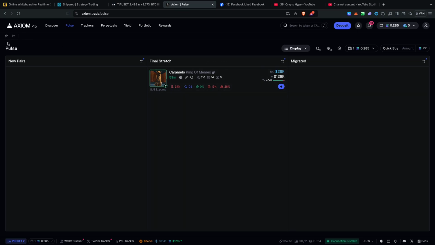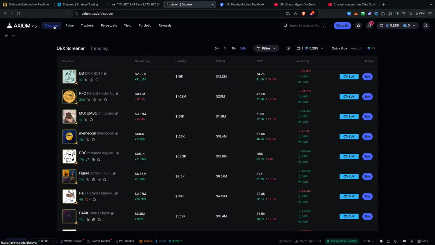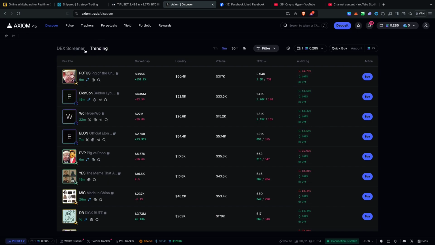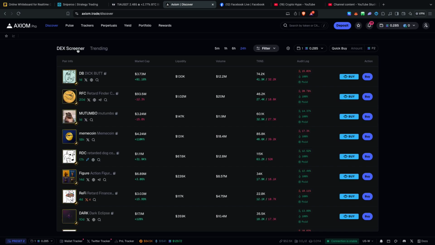So in order for you to figure out the narrative is pretty simple. All you have to do is go to the discover page and take a look at the trending coins and also the coins that are on Dexscreener. Obviously you guys are familiar with Dexscreener. There's a platform called dexscreener.com, but when it comes to Axiom, everything is inbuilt on this particular platform.